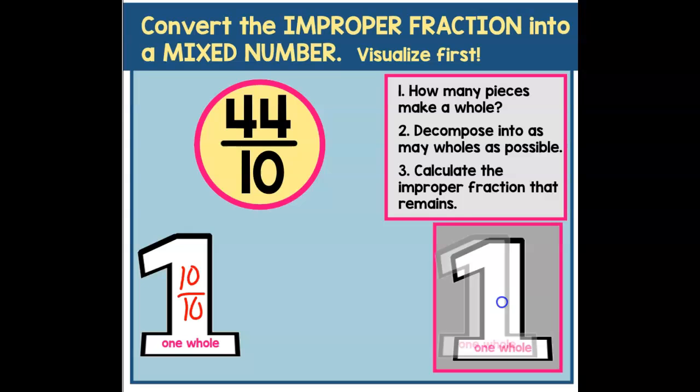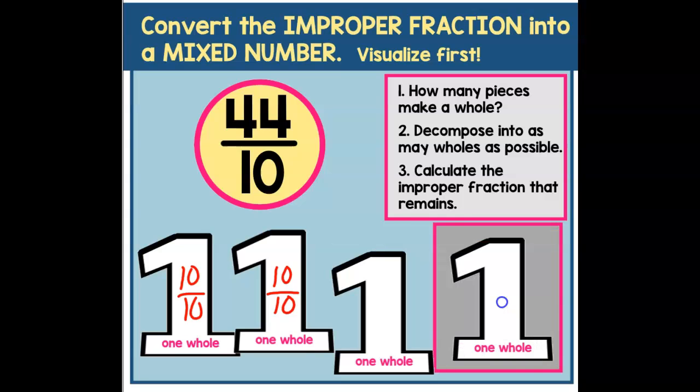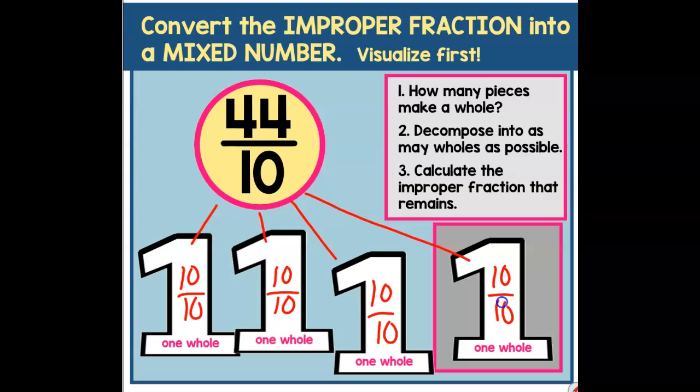I could take out another 10/10ths. So now I'm taking out 20/10ths. I'm still at 24/10ths. I have enough to take out another whole, another 10/10ths. I'm at 10, 20, 30/10ths. I can take out another whole. So now I've got 10/10ths, 20/10ths, 30/10ths, 40/10ths, but I still have 4/10ths left over.